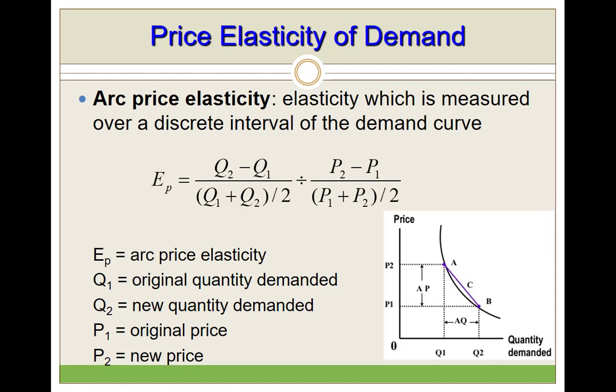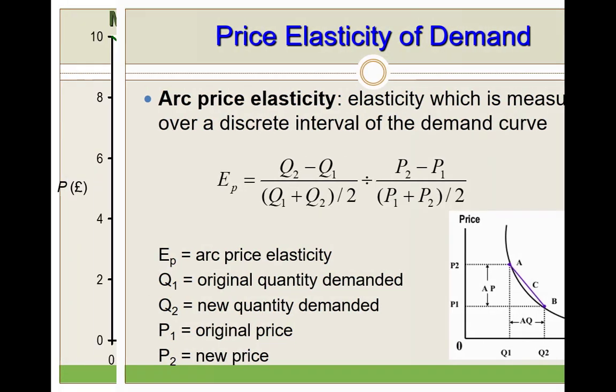Easy. So you have the change in quantity demanded over the average. So this is also, for example, the midpoint. And here, the change in price over the average. And the definitions are given here, so I'm going to skip that quickly. Not a difficult one, is it? Okay, so here's an example now. If you think that's not difficult, that's good.